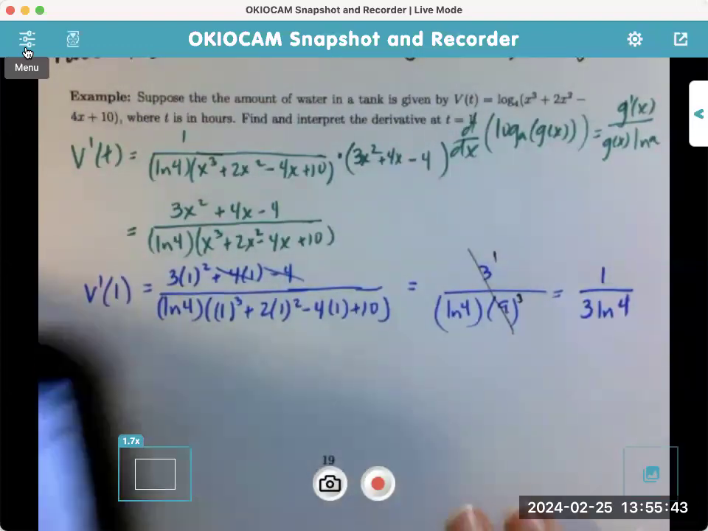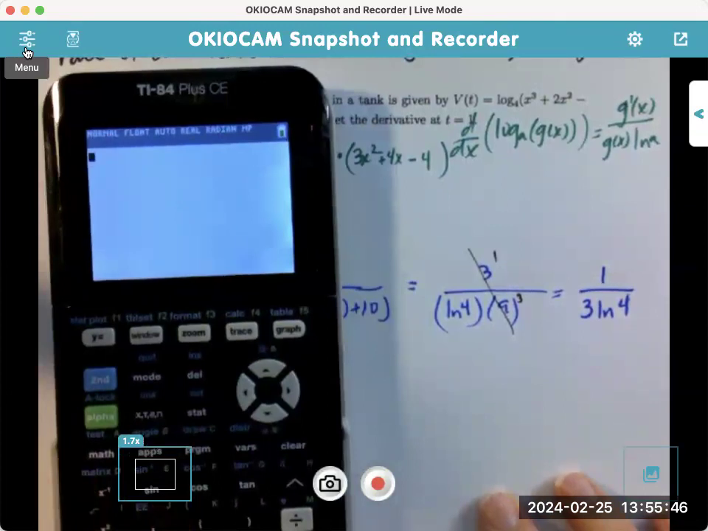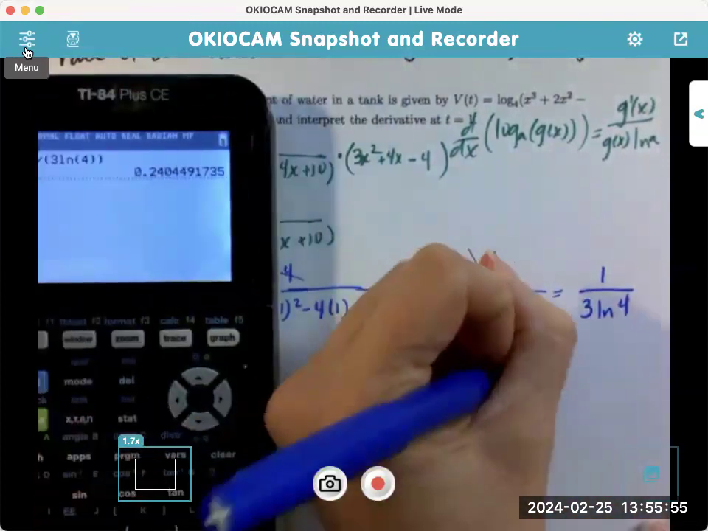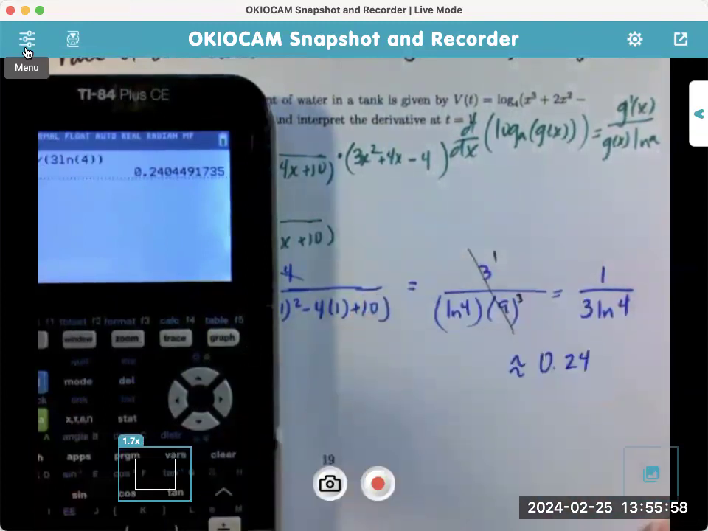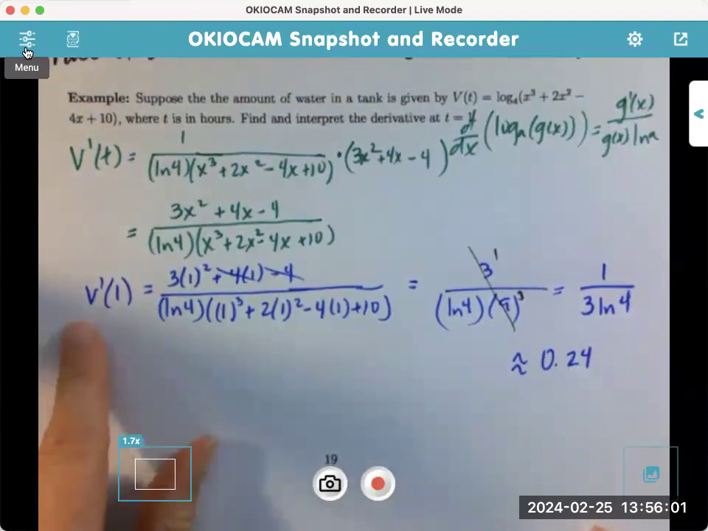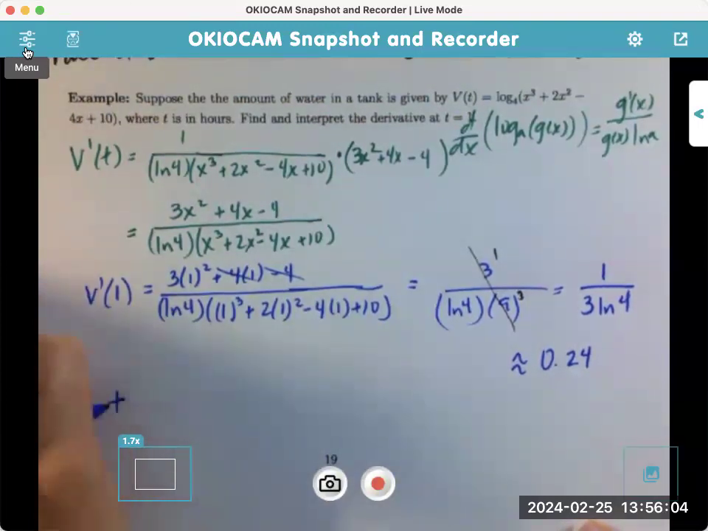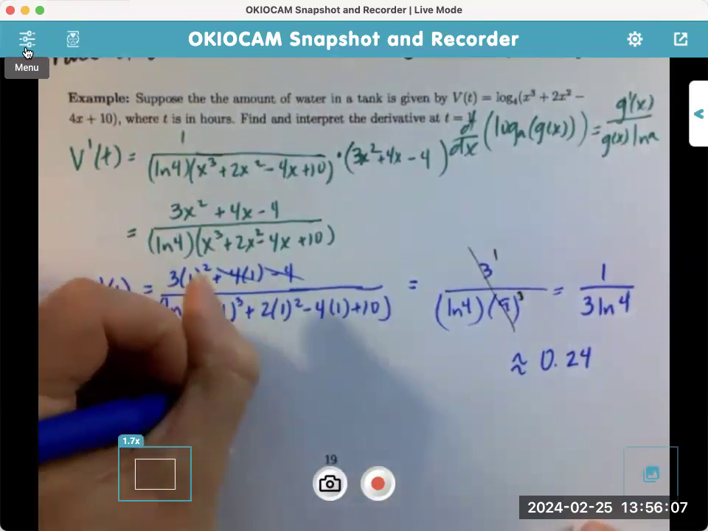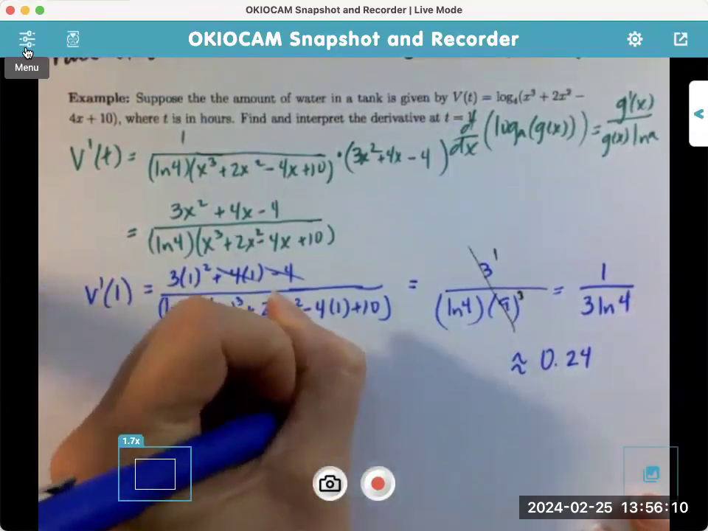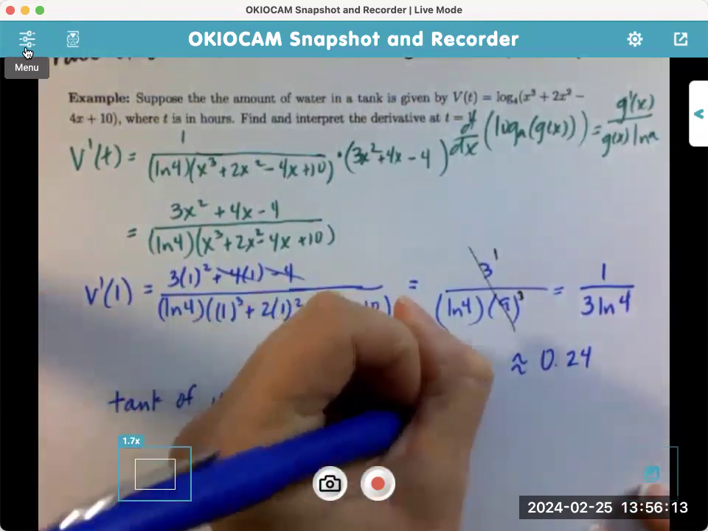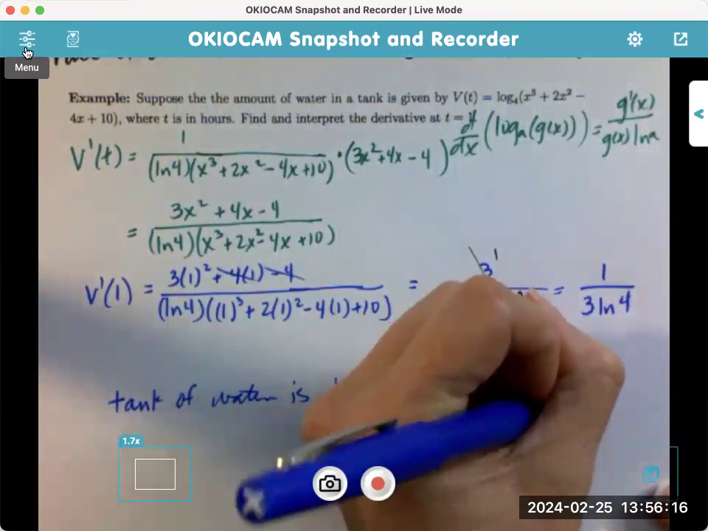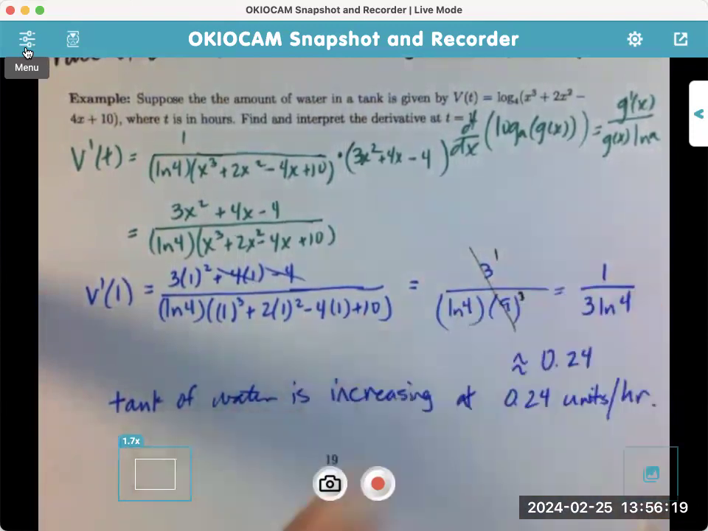If I grab my handy dandy calculator, 1 divided by 3 natural log of 4 equals approximately 0.24. So what does V prime of 1 mean? It means that the tank of water is increasing at 0.24 units per hour. Not sure if it's gallons, liters, who knows? But that's what it is.